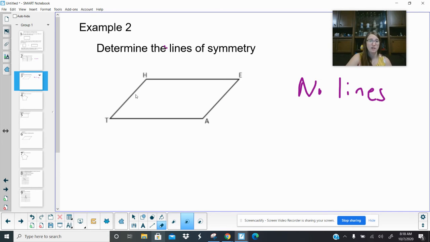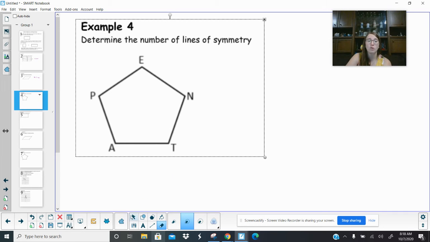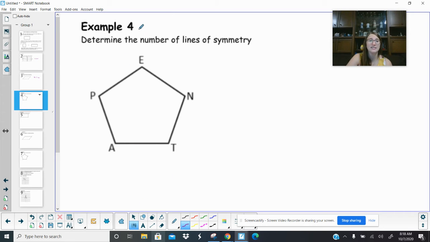It just doesn't work. Okay, we're skipping to example 4. So again, guys, pay attention in your packet. This is example 4. We're skipping example 3 just because I think it's too many examples. So try this one. If I can fold over the line and the points fall exactly onto another point on the opposite side, that's a line of symmetry.